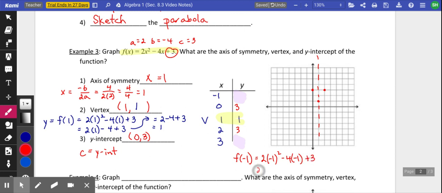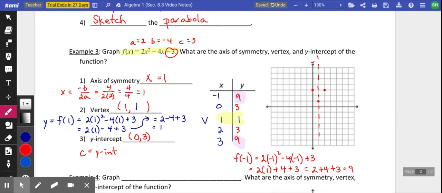Again, by order of operations, I'm going to take care of my powers first. Then I can take care of my -4 times my -1 and plus 3. And so this is going to give me 2 plus 4 plus 3. We are actually going to get a little bit off our graph here, because that gives me a value of 9. Because of symmetry, the y value should be 9 for -1, and it should be 9 when x is 3.